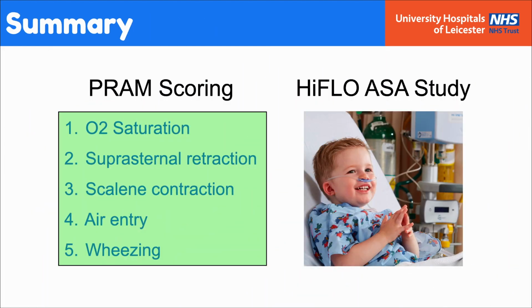So in summary, the PRAM score is a validated measure of asthma or wheeze severity and a useful screening tool used to enrol children into the HiFLO acute severe asthma study. PRAM score has 5 components: oxygen saturation, suprasternal retraction, scalene muscle contraction, air entry and wheeze. And it's used to assess eligibility for the HiFLO study as well as treatment response.